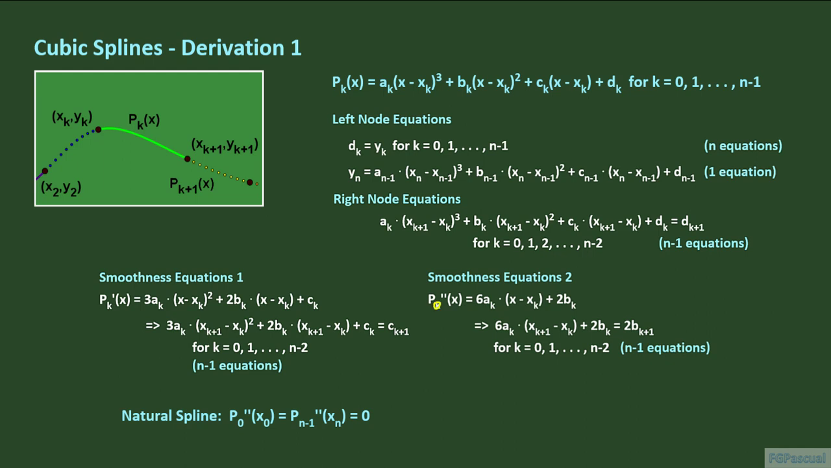P sub 0 double prime of x sub 0 is equal to 2b sub 0. And p sub n minus 1 double prime of x sub n is equal to this string of terms. With the addition of these 2 equations, we now have a complete system of equations, and we should be able to solve for the different unknowns.